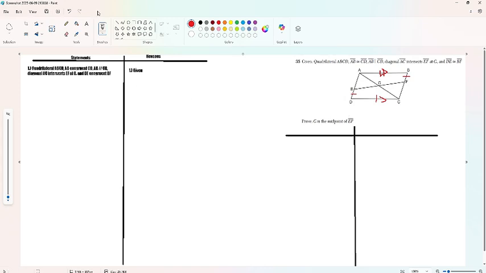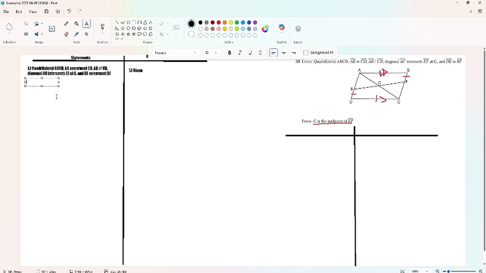That's our given. Now what we want to find is that G is the midpoint of EF. That's what we're trying to find. So how do we find that? We need to find EG is congruent to FG. Alright, now let's work with what we are given.